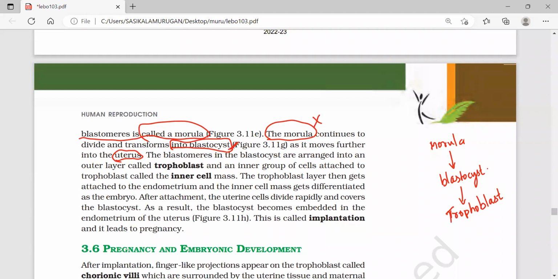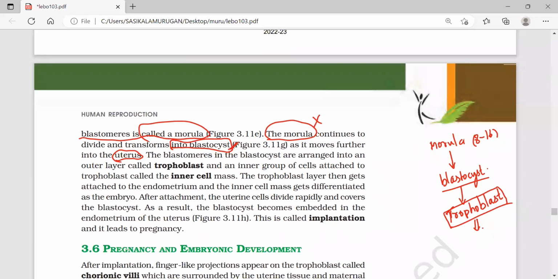Now when it has 8 to 16 cells, it is called morula. Then continuous division makes the blastocyst, and the blastocyst becomes trophoblast. Okay, so this is the region where the inner cell mass is formed. These inner cell masses are very important. They are the cells that can give rise to organs and organ systems.